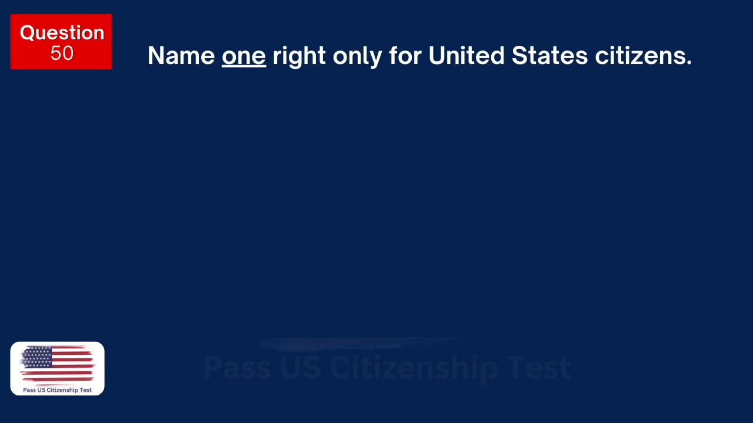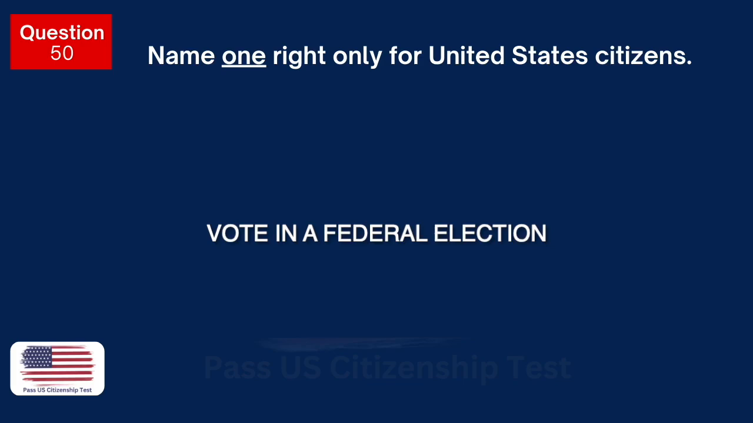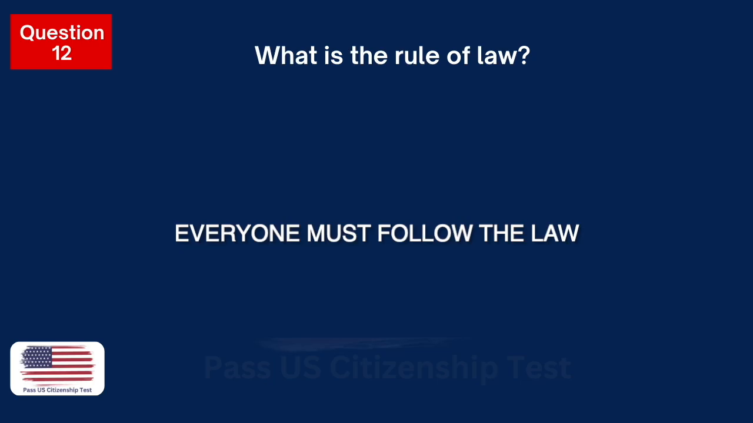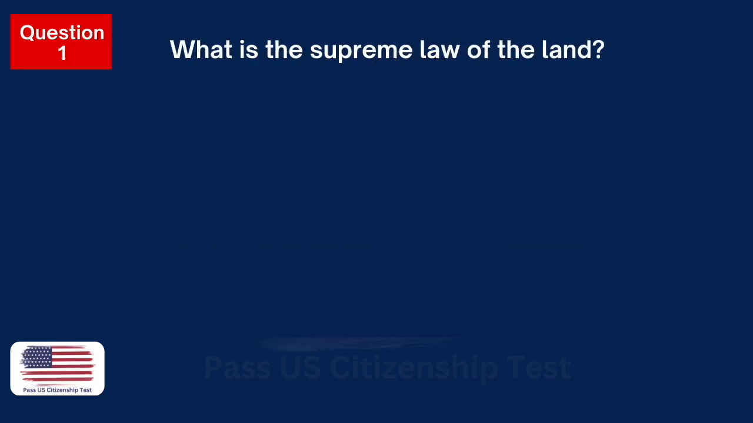Name one right, only for United States citizens. Vote in a federal election. What is the rule of law? Everyone must follow the law. What is the supreme law of the land? The Constitution.